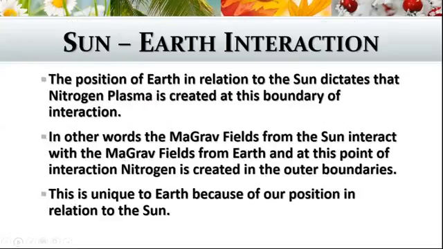So when we look at the positioning of Earth in relation to the sun, this dictates that at this boundary of interaction, nitrogen plasma is created from the principal hydrogens.